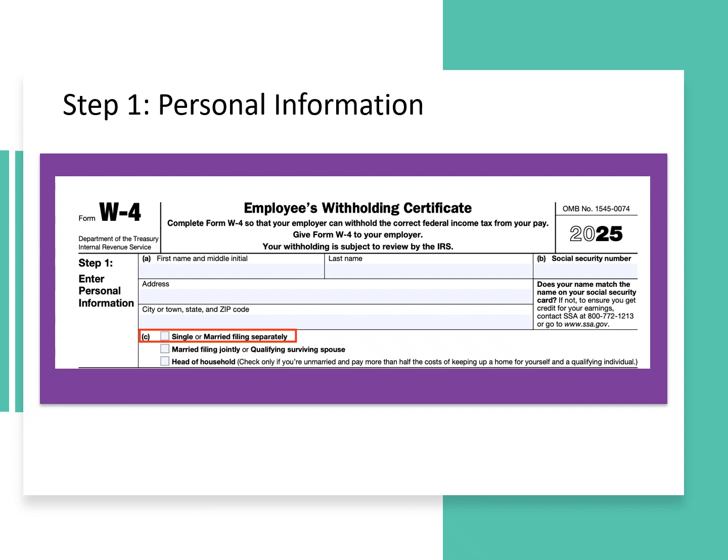There are 4 steps outlined on the Form W-4. Step 1 on the W-4 is where you provide your personal information. Here's where you enter your name, address, social security number, and you select your filing status. Your filing status determines your standard withholding rate.